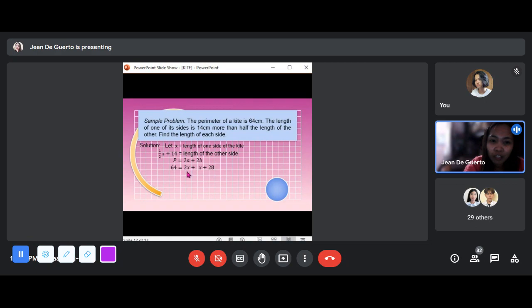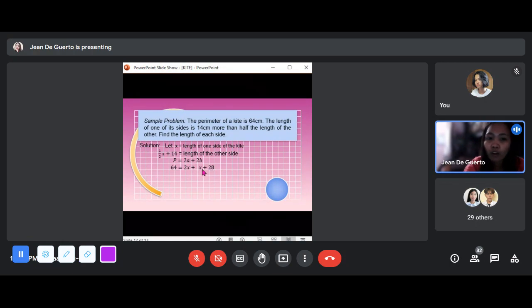So, we have 64 is equal to 2x. 2 times x is 2x. Plus 2 times b, 2 times quantity, 1/2 x plus 14. So that is 1/2. 2 times 1/2 is x. 2 times 14 is 28. So you have x plus 28 here.